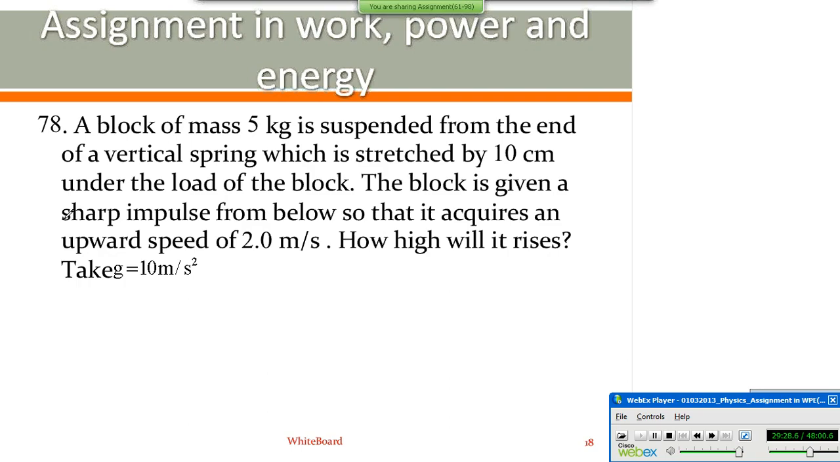Now I read out the question. A block of mass 5 kg is suspended from the end of a vertical spring which is stretched by 10 centimeter under the load of the block. The block is given a sharp impulse from below so that it acquires an upward speed of 2 meters per second. How high will it rise?